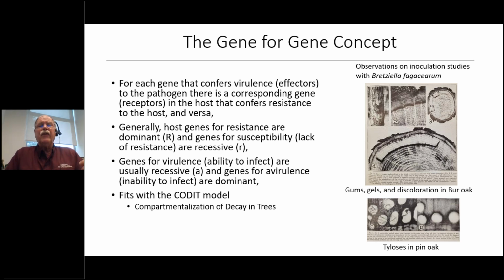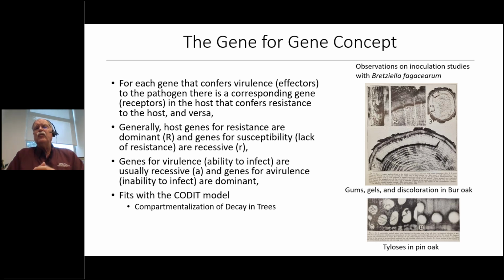And I've always thought it was very interesting that one of the first people back in the 60s that began to see this happening in trees was Al Shigo with the CODIT model, because all this fits together with how the compartmentalization of decay in trees model works as far as hosts go. We don't know much about what the genes are, however. Don't get me wrong. The research that has been done on trees is very, very limited.